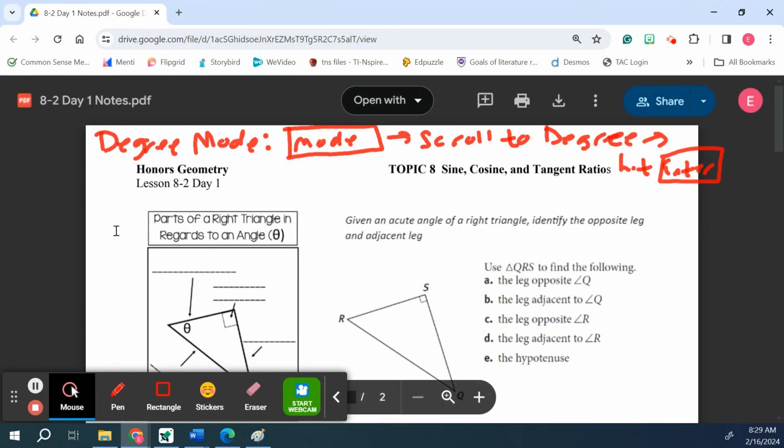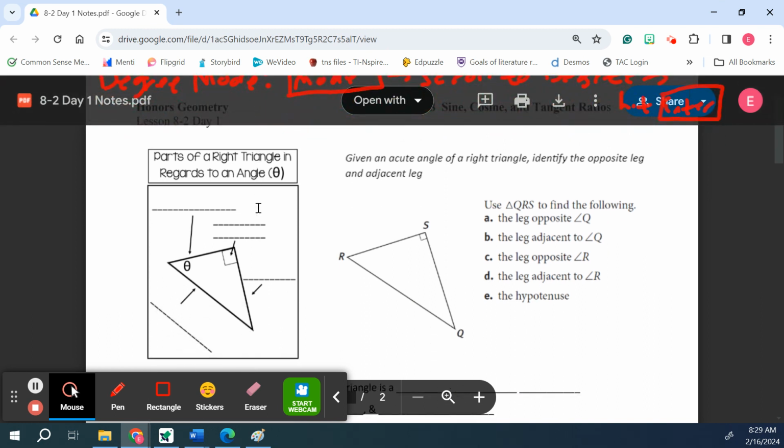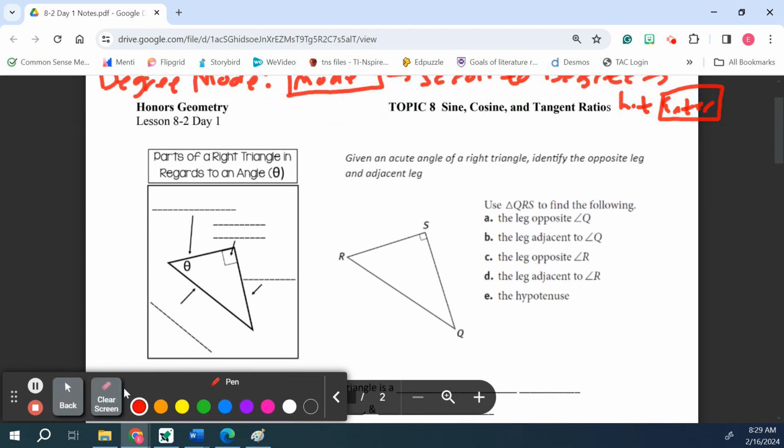All right, let's talk about this now. So parts of a right triangle. Now, I know we've already gone over this, but we need to talk about it in terms of specific angles. So here is what you need to do. And this is, again, very important. Whatever angle is in question determines what types of parts you have. Okay? In this case, this line right here is going to be known as the adjacent leg.